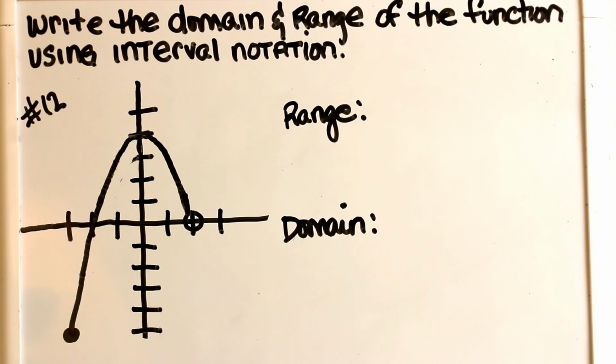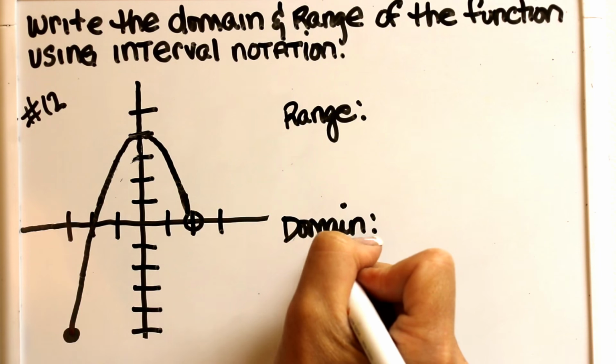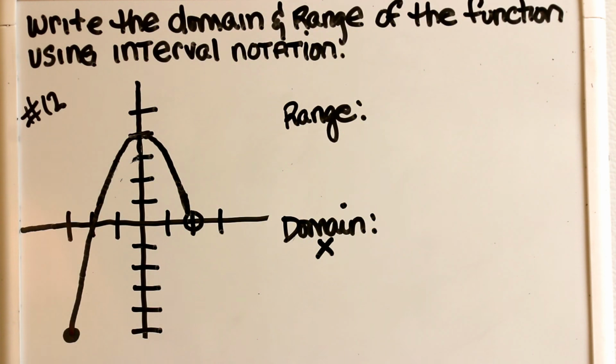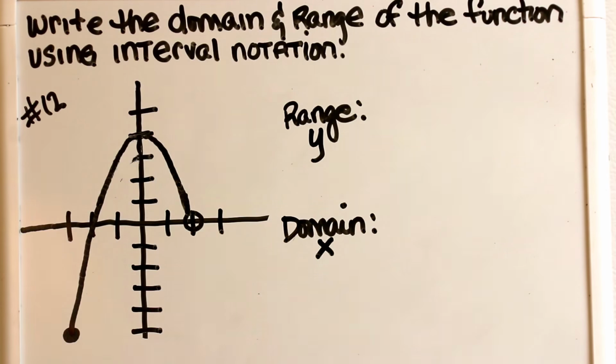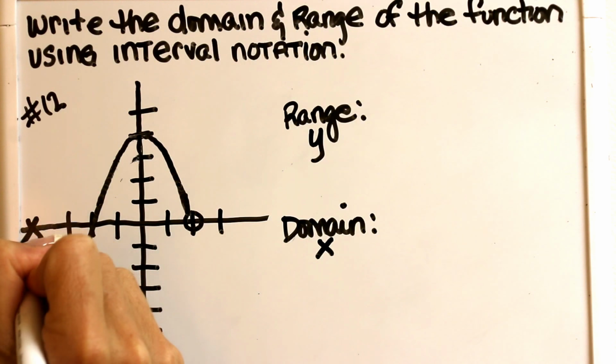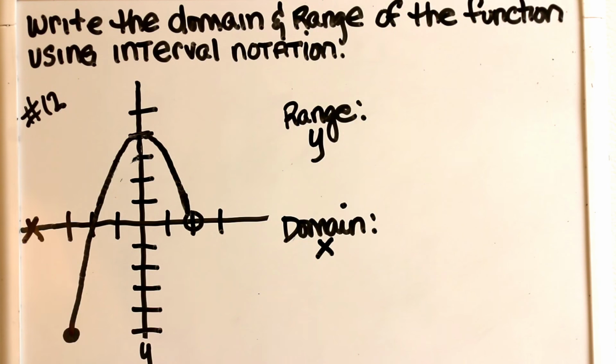In number 12, we are asked to write the domain and range of the function using interval notation. Domain is all possible x values. Range is all possible y values. On the graph, we know the vertical axis is your y-axis, the horizontal is your x-axis.